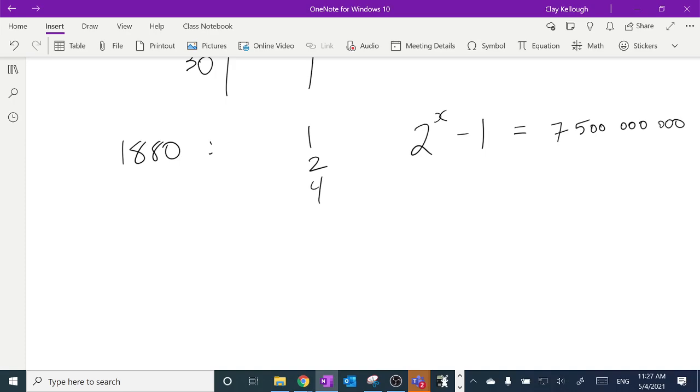If I were to approach this the way I approach ordinary algebra, I'd have to add 1 to both sides of the equation, right? Very nice. There. Now, how do I solve for that x? Well, I can guess and check it. Right, let's see. 2 to what power gets me closest to 7.5 billion? So 2 to the power of, let's try 100.